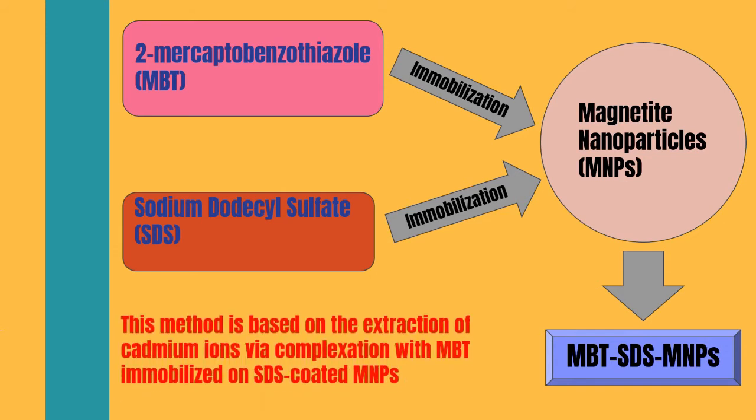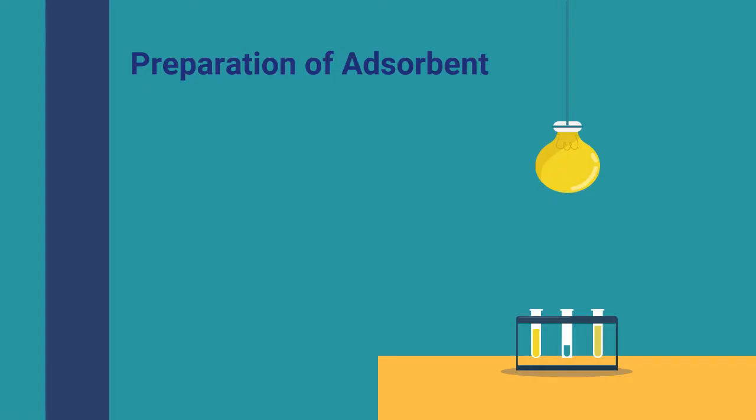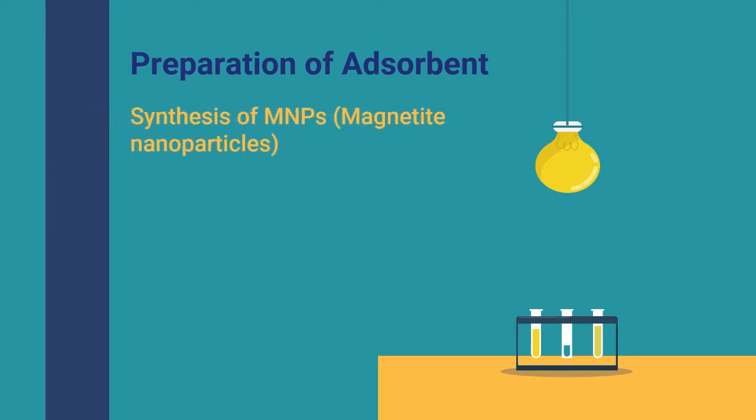The method is based on the extraction of cadmium ions via complexation with MBT immobilized on SDS-coated MNPs. There are two major steps in preparing the adsorbent. The first is the synthesis of MNPs, magnetite nanoparticles. As a first step, the magnetite nanoparticles were prepared by a chemical co-precipitation procedure.